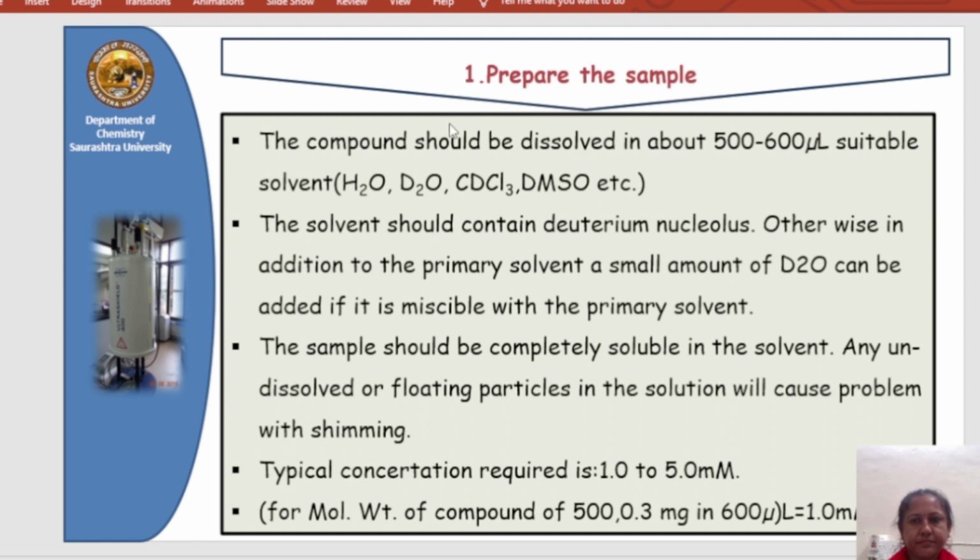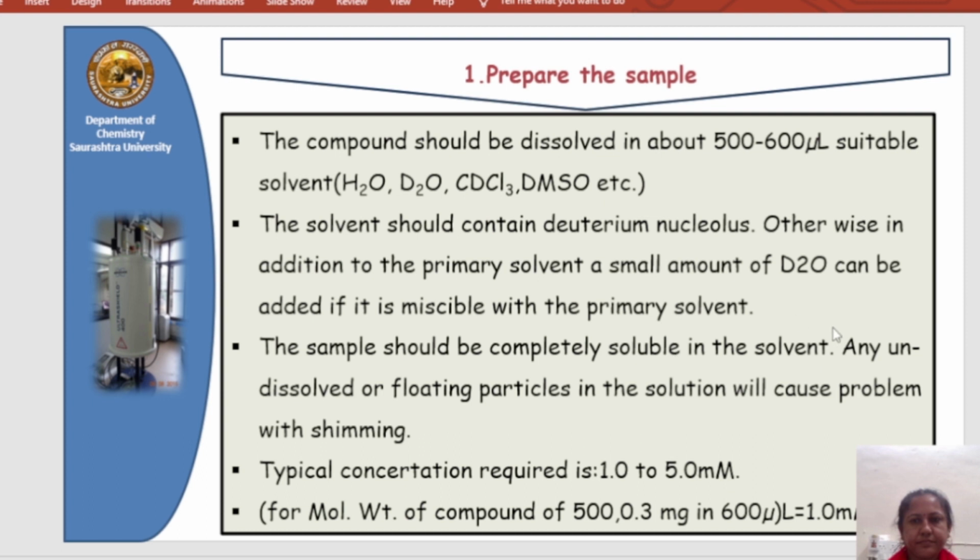If we use water, add 2 to 3 drops of D2O to lock the deuterium frequency, and it is necessary for that. The solvent should contain deuterium nuclei. Otherwise, in addition to the primary solvent, a small amount of D2O can be added, but only if D2O is miscible with the primary solvent. If it is not possible, then you cannot use this technique. You can use 100% deuterated solvent.